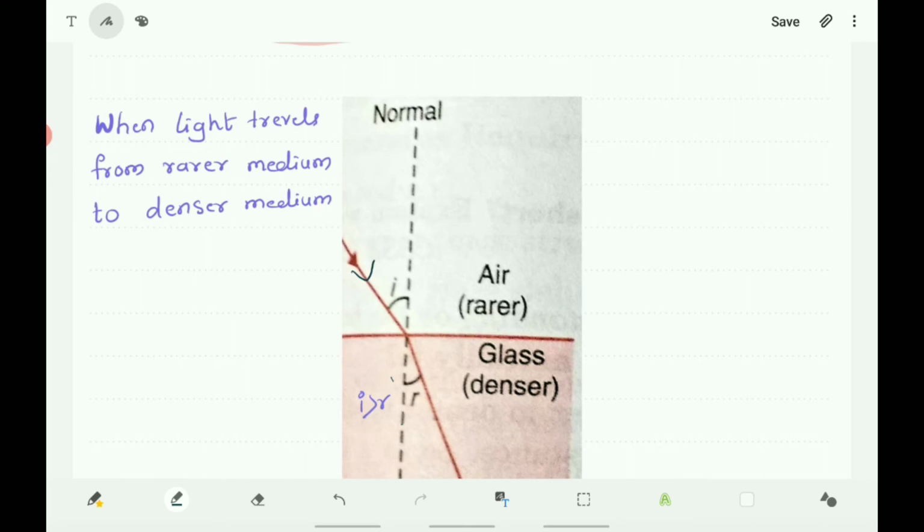Whenever a ray of light passes from one medium to another medium of different density, the following three situations are possible.